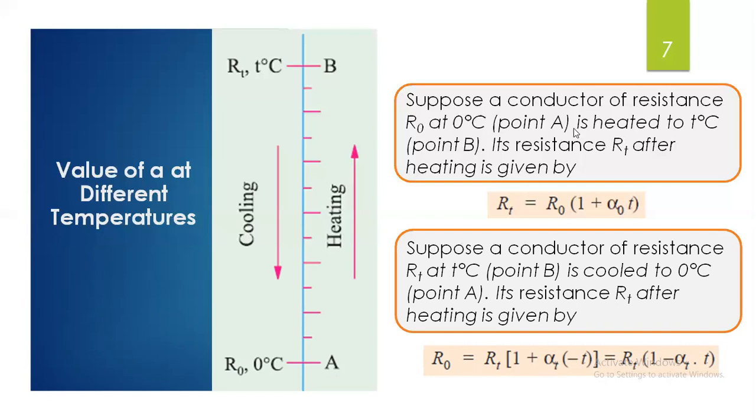In the first case, the temperature increases from 0 degrees Celsius to T degrees Celsius, so the temperature change is positive, that is alpha 0 into T. But in the second case, the conductor is cooled from T degrees Celsius to 0 degrees Celsius, so the temperature decreases. That's why it is considered with the negative sign, minus T. So R0 is RT into 1 minus alpha T into T, where alpha T is the temperature coefficient of resistance at T degrees Celsius.